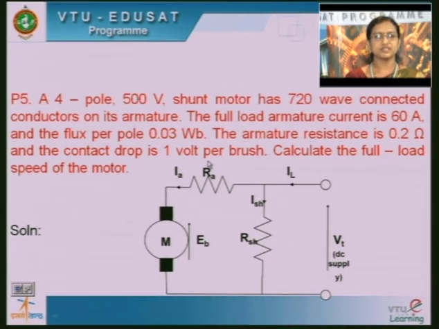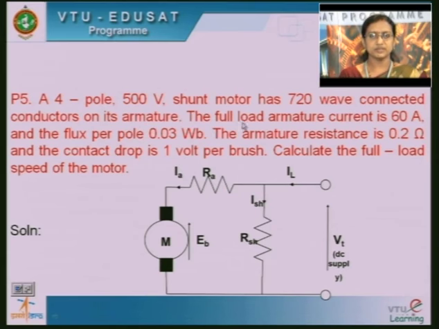So, now we will solve this problem. In this problem, the number of poles given is 4. The voltage V is equal to 500 volt. It is a shunt motor. It has 720 wave connected conductors. You see that it is wave connected, so the number of parallel paths A is equal to 2.